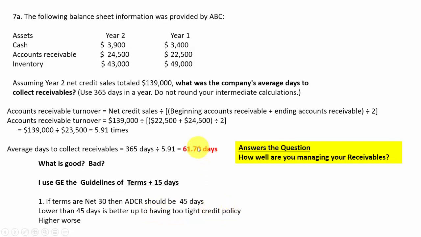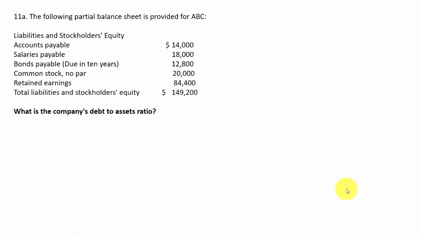So they're a little slow. It looks like they're collecting their receivables about 15 days slow, and we probably want to tighten up things a little bit. Next question. What is the company's debt to asset ratio?